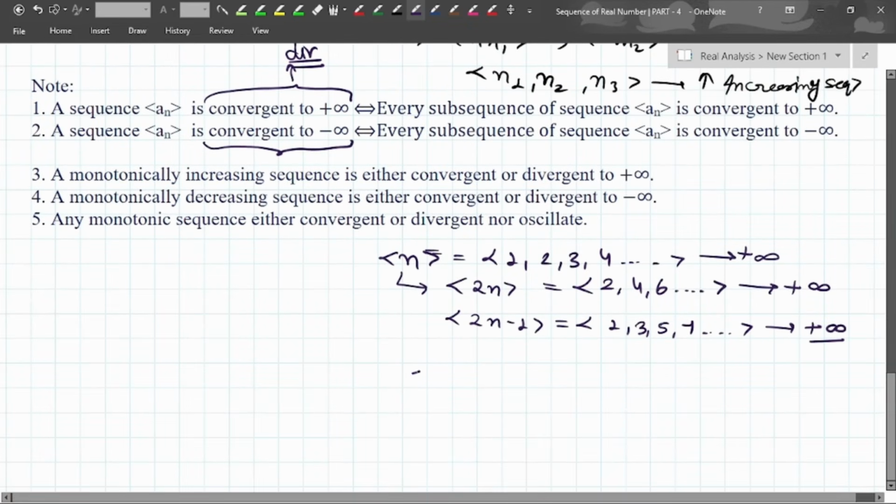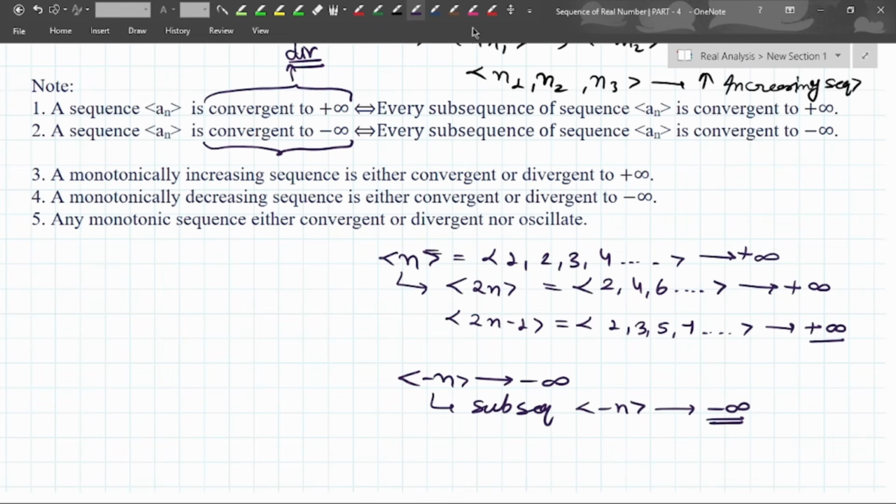So if we take minus n over here, then it is going to minus infinity. So here it is going to minus infinity, and all the subsequences of this minus n will go to minus infinity.